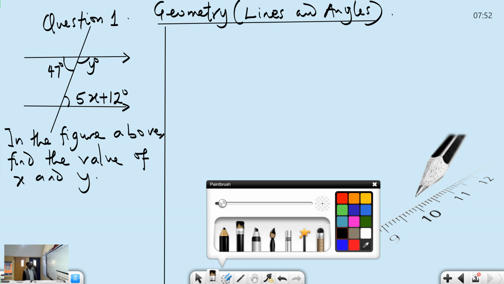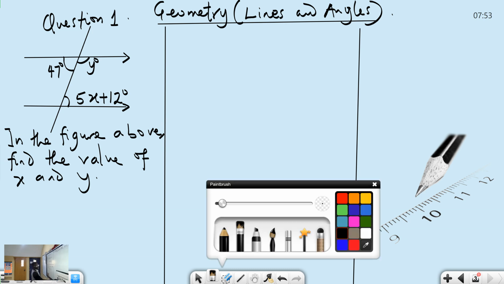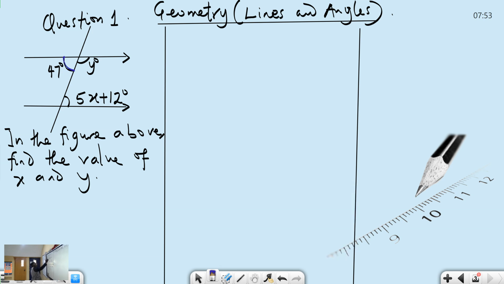Okay, so we have this question in parallel lines, and we are to find the unknown angles x and y. How do we find angle x and y? Having understood the angles between parallel lines, corresponding and alternate angles, coming to this question, you agree with me that this angle here is equal to this angle. Reason: they are alternate angles. Why? Because you can see that the letter Z is formed.